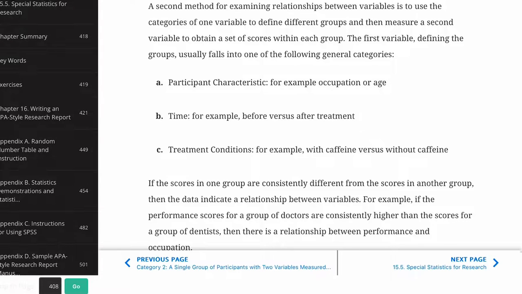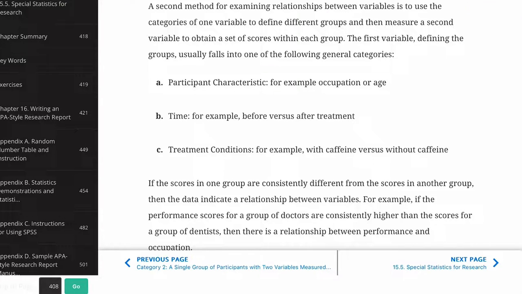So what about category 3, which is the one we've talked about the most in chapters 7, 8, 9, 10, and 11, where we're using one variable to define groups, and the second variable is the one we measure, where we have our independent and our dependent, or our quasi-independent and our dependent variable.